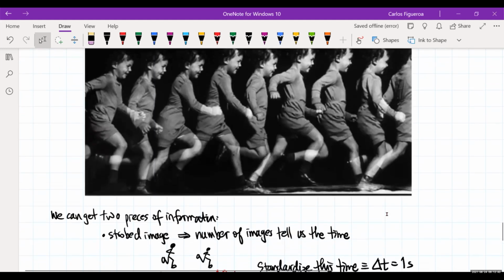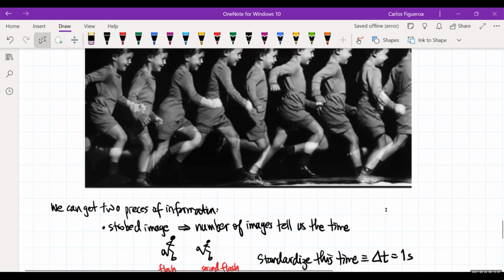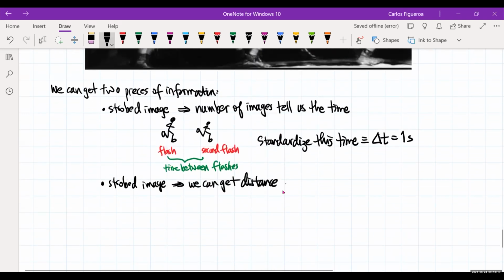But there's another piece of information. From the strobed image, we can get distance. And the reason why is that we could take a meter stick and literally place it down here at the bottom to show how far this boy traveled. So what we're going to see here is that delta x is going to be the distance between each flash that the boy moves.